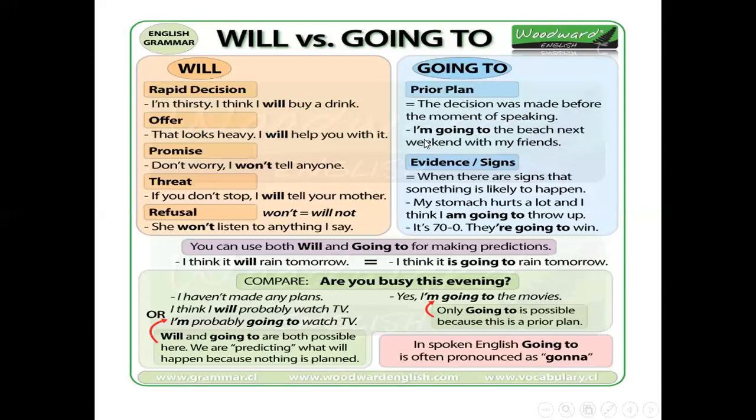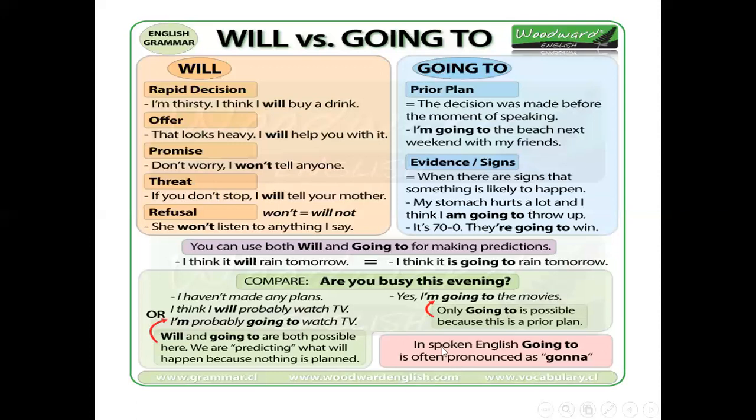Another situation where I can use going to is when there are signs that something is likely to happen, in the near future. In this case, I use going to. For example, it's 7-0. The team has 7-0, so they are going to win. Because there is a sign here that they will win the match. So something is likely to happen, and I use going to plus infinitive.